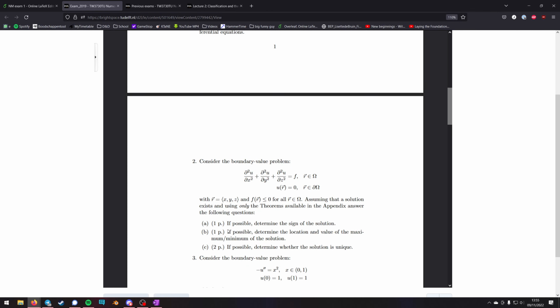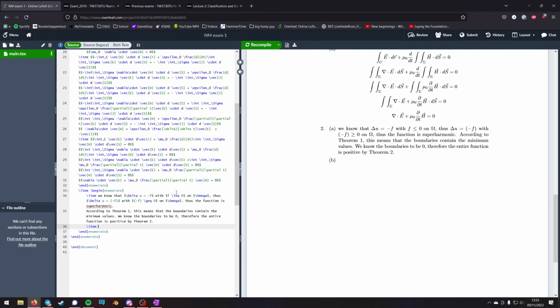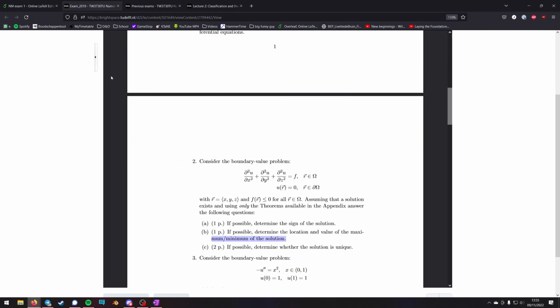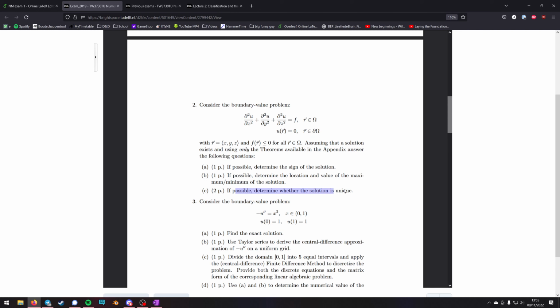Okay. If possible, determine the location of the minimum of the solution. Well, the minimum is on the boundary. It's on the boundary. Also, I'm going to check if I'm recording. I am, lovely. If possible, determine whether the solution is unique.